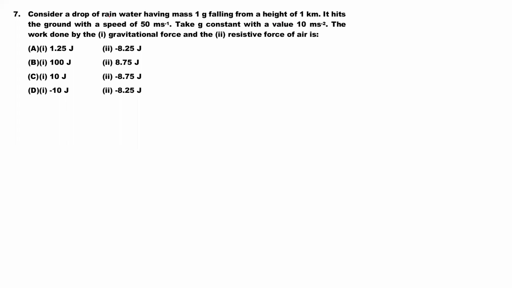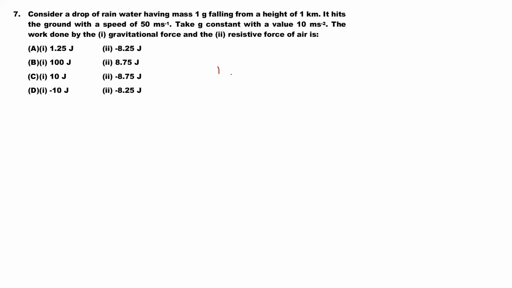Let's consider a raindrop, drop of rain water, having mass 1 gram. From a height 1 kilometer, that is 1000 meter, it hits the ground with a speed of 50 meter per second. Velocity just before touching the ground is 50 meter per second. Value of g is 10 meter per second square. Find the work done by the gravitational force and the resistive force of air.